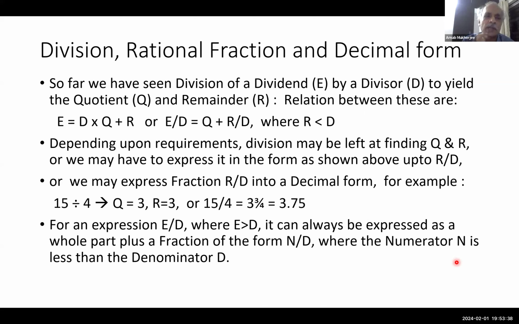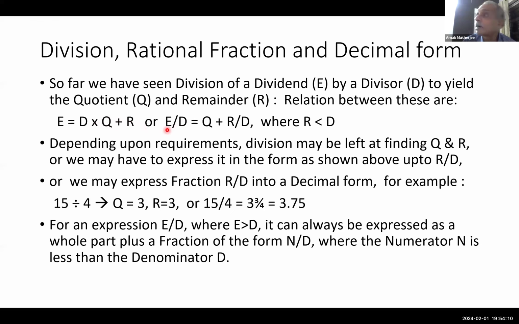Now I'll go into a little theory so that it becomes the background for tomorrow's class. I'll just discuss this one and then we can leave. So far, we have seen division of a dividend by a divisor to yield a quotient and remainder. The relation between these three is that dividend is equal to divisor into quotient plus remainder.